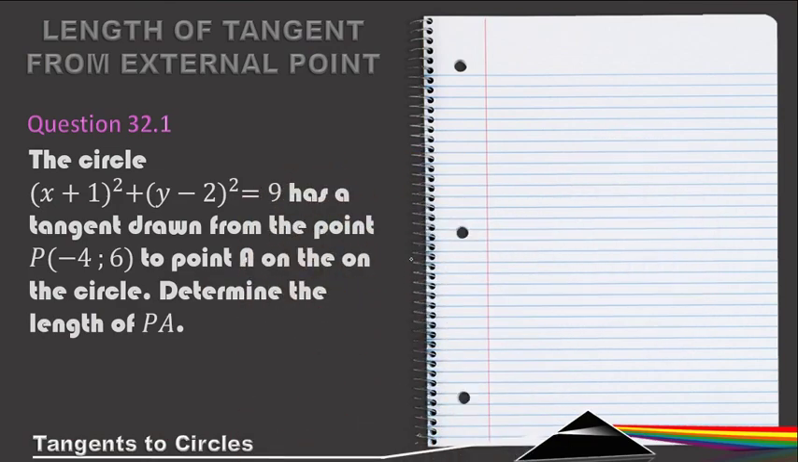Then for question 32.1, this circle has a tangent from this point. Let's just draw that for ourselves. We already have the equation in its standard form, but we want to know from this point, -4 and 6, how far is it from the tangent?